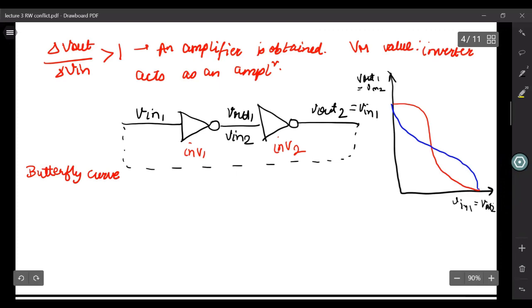So what's so special about this curve? Here, the number of intersection points tells you the number of states that this system can take. So here we have 3 points, point A, point C, and point B. As we discussed earlier, A and B are stable points, while C is metastable.